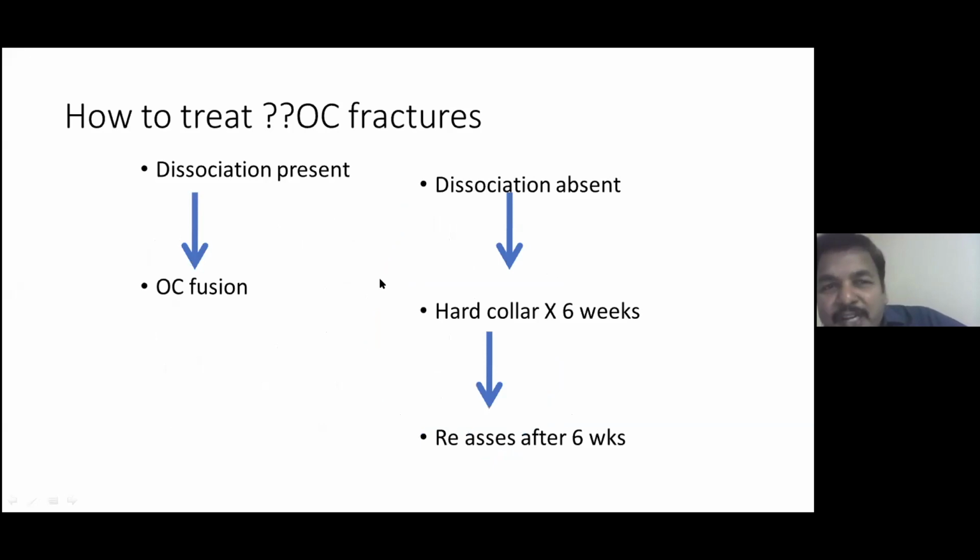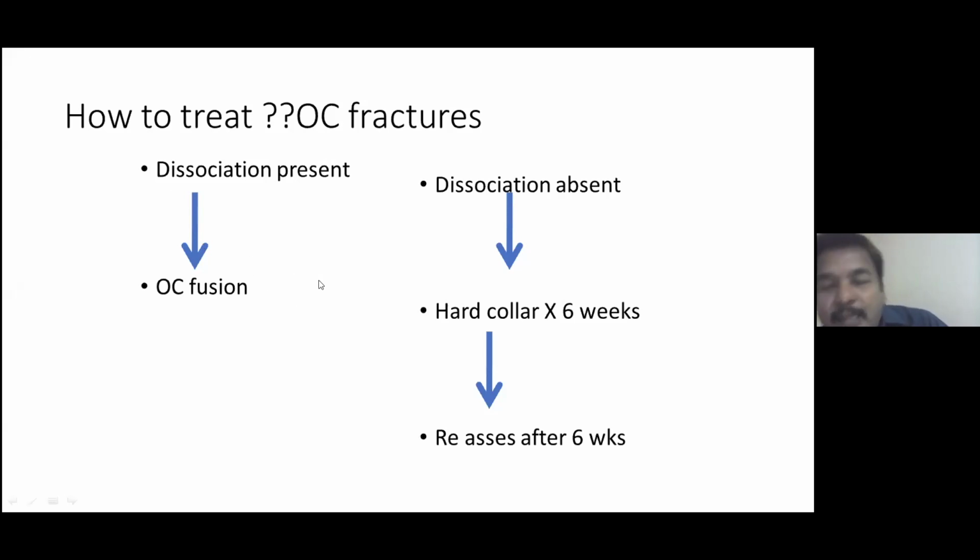So how do you treat these OC fractures, occipito-cervical fractures? What you need to ascertain is whether there is any dissociation between the occipito-cervical joint or not. If occipito-cervical dissociation has resulted from the fracture, you need to perform an occipito-cervical fusion. If dissociation is absent, that means the occiput and cervical spine are still together. You can make the patient wear a hard cervical collar for 6 weeks and reassess him after 6 weeks. If he is doing well and all his symptoms of instability have come down, you can manage him conservatively.